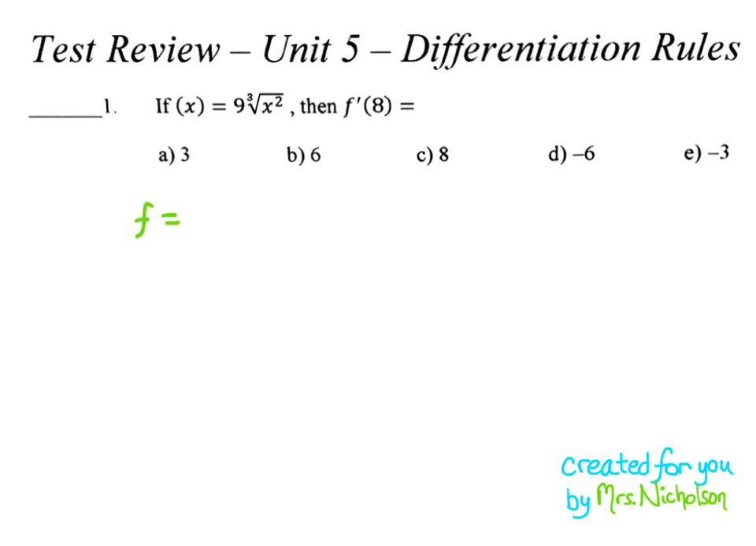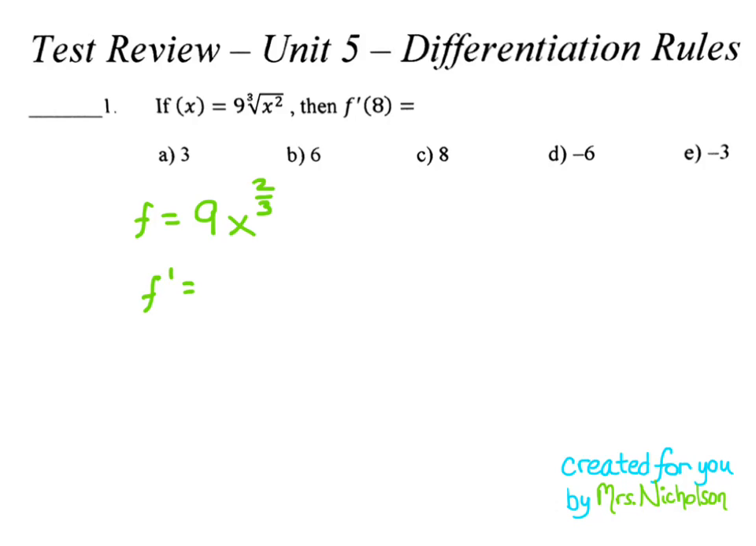anytime we have a root, we need to rewrite that as a fraction exponent. So I've got the cube root of x squared. That's going to be the same thing as x to the 2/3. Now that I have this rewritten, I can see that all I need to do is apply the power rule here. That 9 being multiplied in the front, it can just stay there and multiply by our derivative.